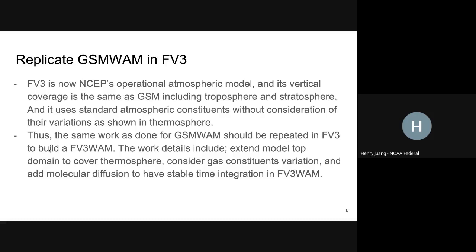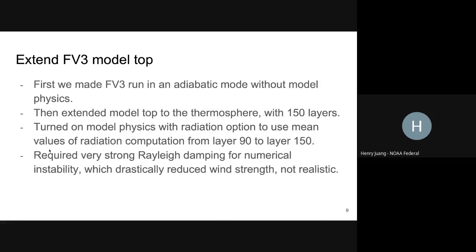So I'll try to share with you what we have done step by step in our dynamics part, which is purely dynamics development. First, we considered extending the FV3 model top up to 500-600 kilometers. Because there's no physics there, we needed to make sure it can run adiabatically first, without the physics. Then we extended that up there and turned on the physics. When we turn on the physics, we have to make sure the radiation from layer 90 to layer 150 or 149 has a mean value, and we found that we require a very strong Rayleigh damping.